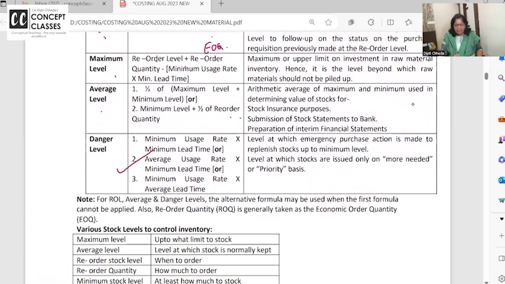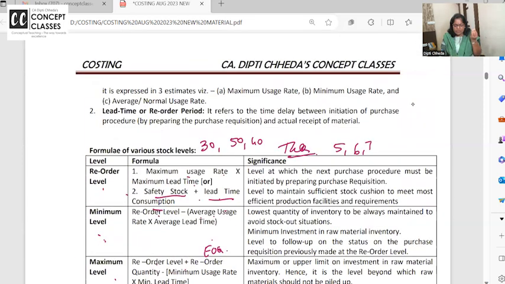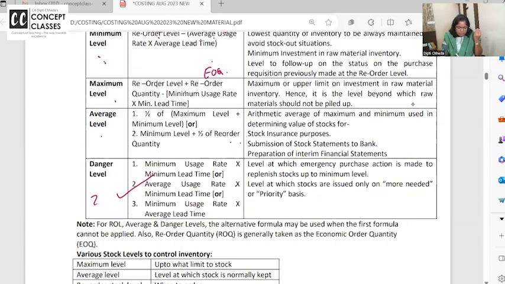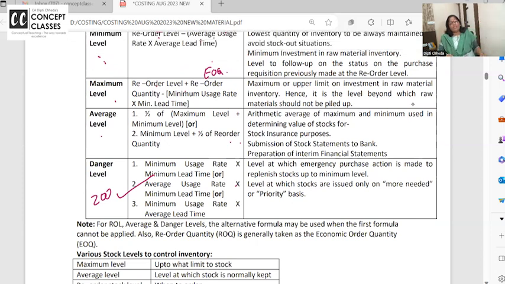Danger level, nothing given in the exam. I've given 3 formulas, but most of the time they are using. Danger level is like emergency purchase karo, nahi to stock out ho jayega, production ruk jayega. Average usage into minimum lead time. Say my average usage is 40 और 5 दिन तो कम से कम आने लगते हैं. So if 200 units are there and it will take 5 days, place the order immediately. No, if you have placed, keep a track, right? And ROQ can be taken as EOQ.